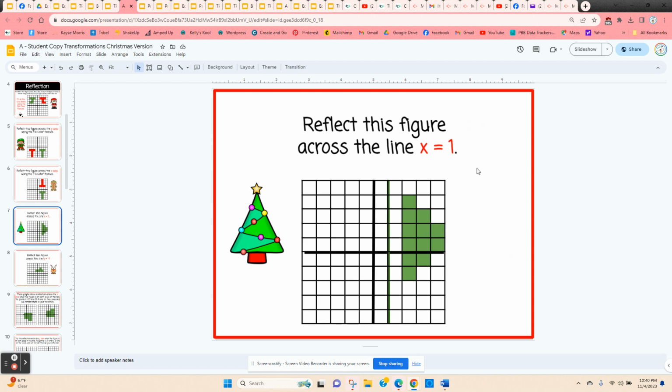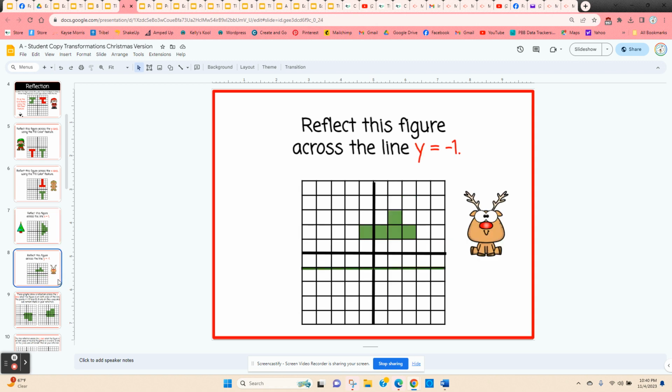This one actually is a reflection across the line x equals 1. So it has to be over here to the right, equal distance from this line x equals 1. Then they're going to be reflecting across the line y equals negative 1. So it has to be equal distance from this line and below.